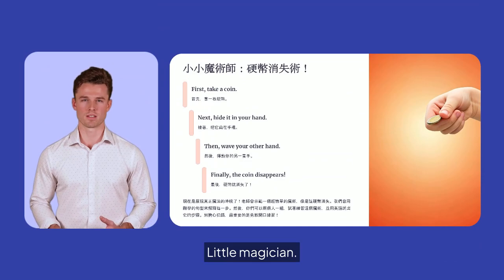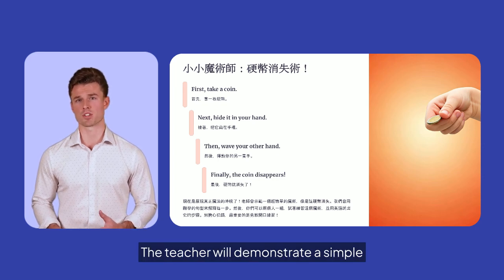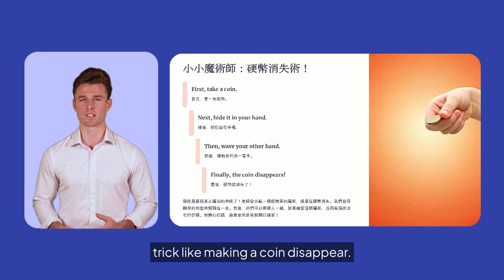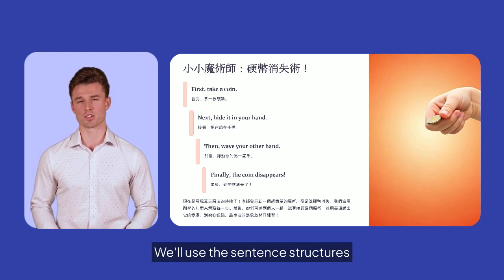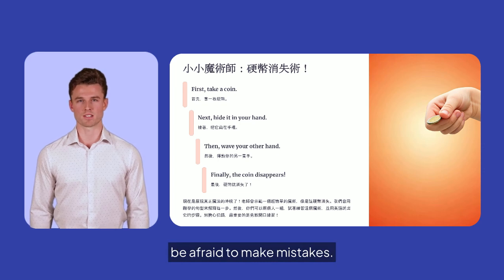Little magician, coin disappearance. It's time to perform real magic. The teacher will demonstrate a simple trick, like making a coin disappear. We'll use the sentence structures to explain each step. Practice in pairs and don't be afraid to make mistakes. The key is to practice confidently.